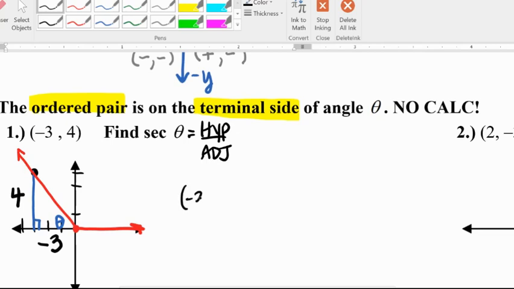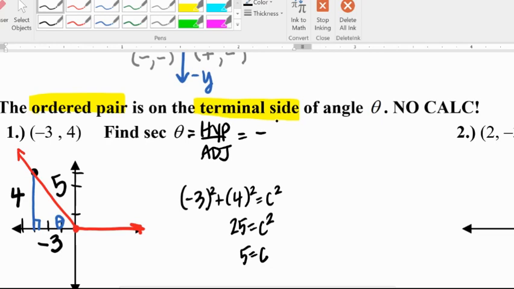So I'm going to do Pythagorean theorem, a squared plus b squared equals c squared. So leg squared plus leg squared equals hypotenuse squared. 9 plus 16 is 25. Square root that, and you get 5. Remember, the hypotenuse is always positive when you're dealing with triangles in the coordinate plane. So my final answer is going to be 5 over -3, or -5/3, because hypotenuse over adjacent gives me -5/3.